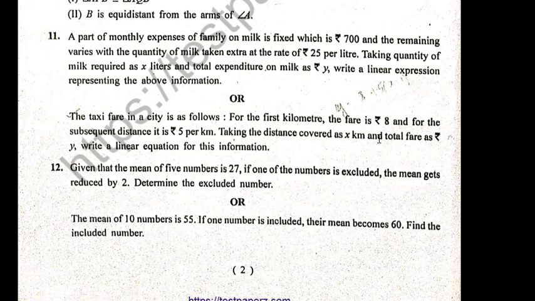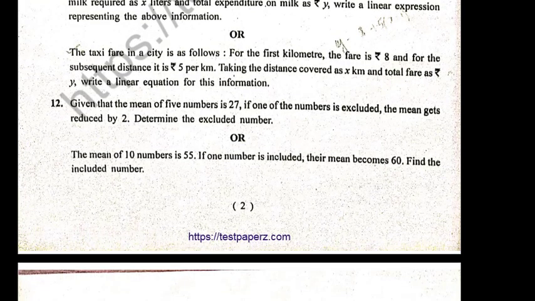Now they have another question. The taxi fare in a city is as follows. For the first kilometer, the fare is rupees 8, and for subsequent distance it is rupees 5 per kilometer. Taking the distance covered as x kilometer and total fare as y, write the linear equation for the information.